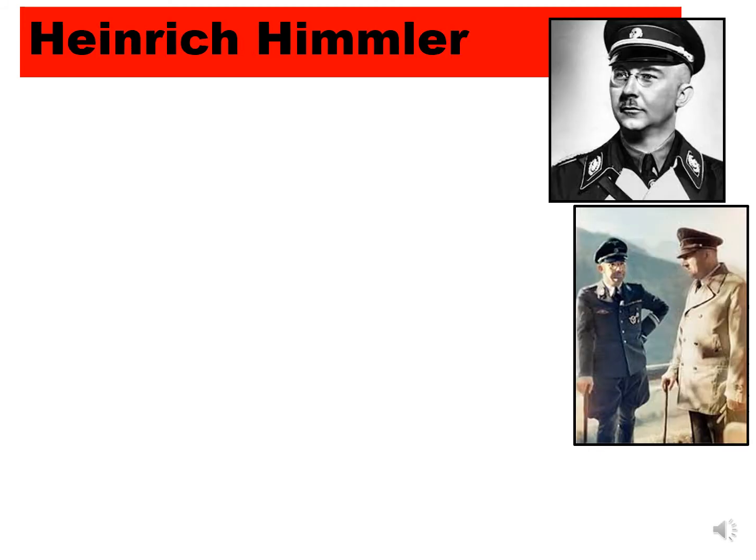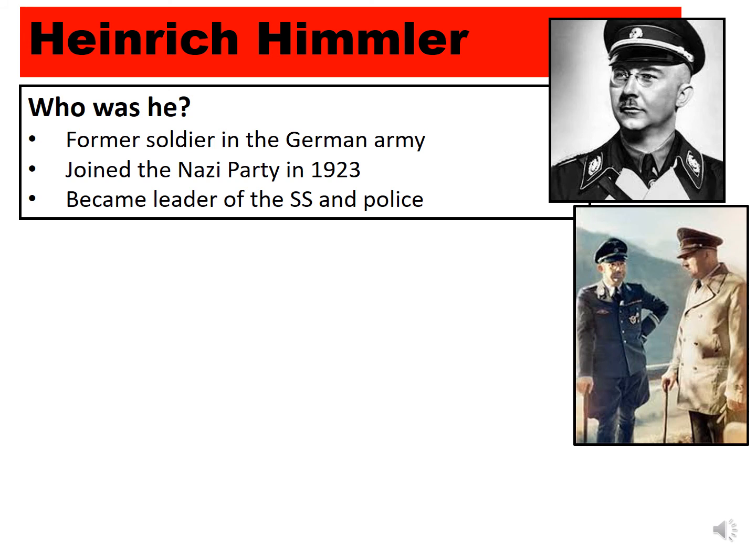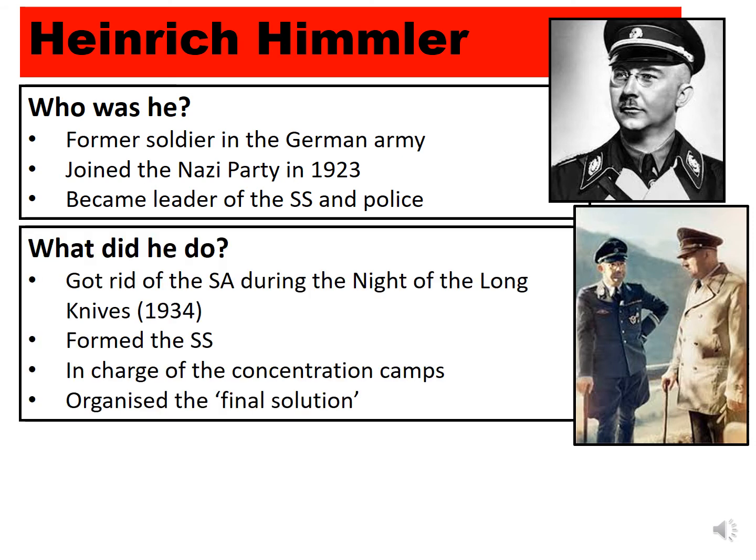Heinrich Himmler is another key figure. He's a former soldier in the German army. He joins the Nazi Party early on in 1923 and ends up becoming the leader of the SS and the German police in general. So what did he do? He got rid of the SA during the Night of the Long Knives that I just mentioned to you with Ernst Rohm. So he was one of the people that drew up the list of all of Hitler's enemies and sent members of the SS out to arrest and shoot people on that list.